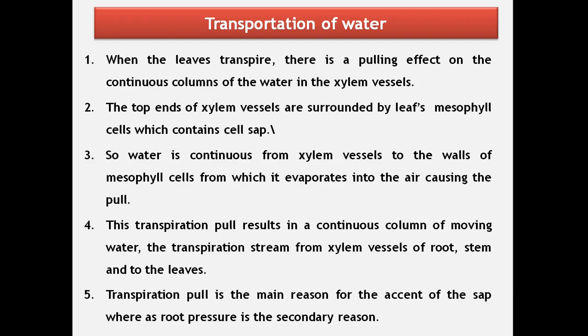The water column does not break because of its molecular attraction. The same property we can observe when drinking a juice or cool drink by using a straw. This transpiration pull results in a continuous column of moving water, the transpiration stream, from xylem vessels of the root to the stem and to the leaves. Transpiration pull is the main factor for the transportation of water and minerals, whereas root pressure is a secondary factor.